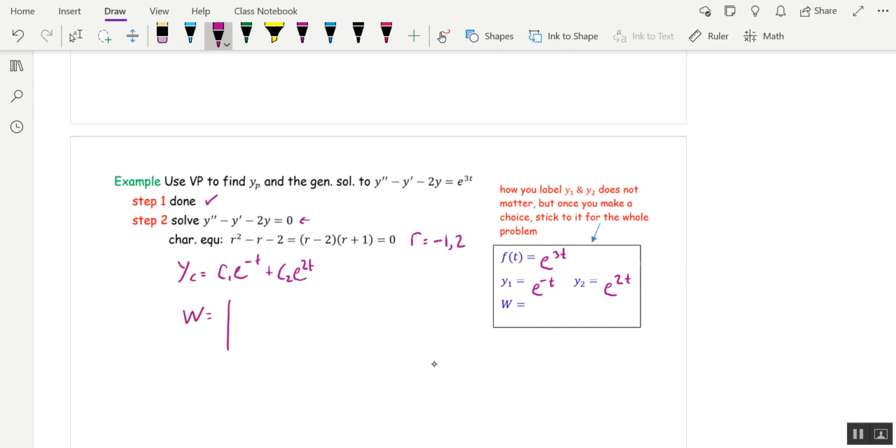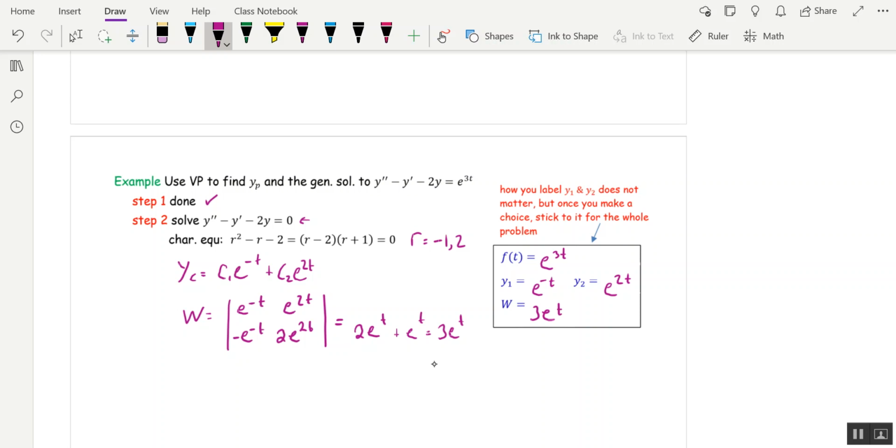The Wronskian is going to be, it's been a while since we've done a Wronskian, but we put y1 and y2 across the top row, their derivatives across the bottom row, and then we take the determinant. So straight bar is the notation, and that's 2e to the t, adding the exponents, minus a negative is plus e to the t, so that gives us 3e to the t.